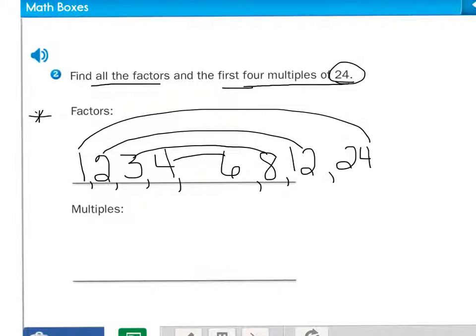Second part of this is finding the multiples of 24, and again, this time we only need to remember the first 4 multiples. So first 4 multiples of 24. I'm going to start at 24, because 24 times 1, and underneath there, I might even write that. So 24 times 1 is 24. Then I'm going to do 24 times 2 to give me my next one, which is 48. Then I'm going to do 24 times 3.